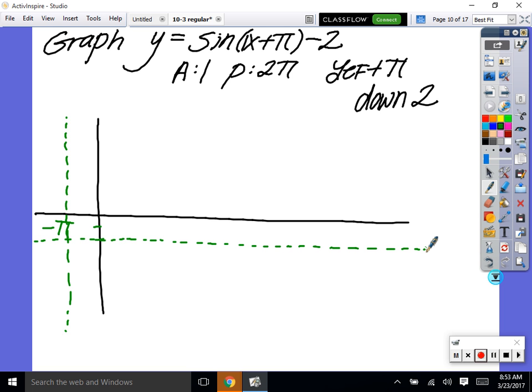All right, now my amplitude's 1, so let's highlight where we're talking here. From the new midline, we're going to go up 1 unit. Since this was down 2, wouldn't that put me at -1 here? There's my amplitude, and then my amplitude would be like this as well. So you would want to label that. For example, this is -1, -2, -3.